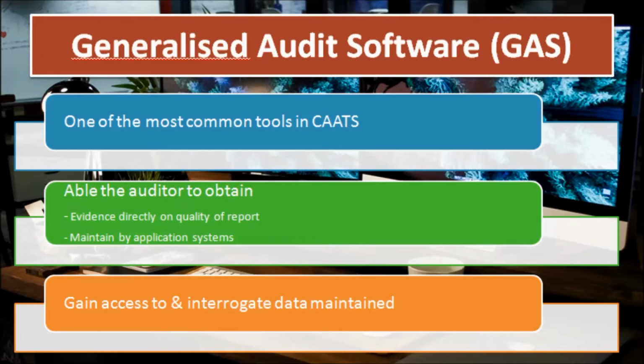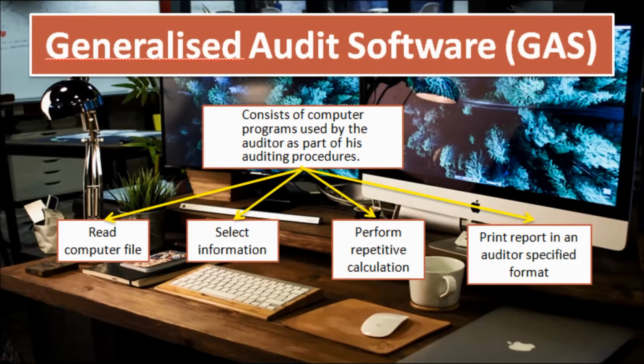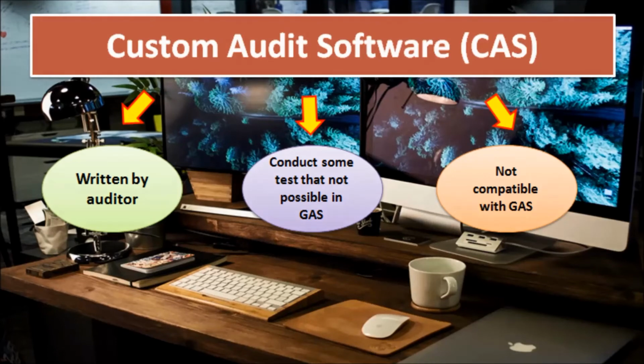It is a software package that provides means to gain access to and interrogate data maintained on computer storage media. Generalized audit software consists of a series of computer programs that can read computer files, select desired information, perform repetitive calculations, and print reports in an order-specified format. The second one is custom audit software. Custom audit software is generally written by the auditor for specific audit tasks. It is necessary when the entity's computer system is not compatible with the auditor's GAS or when the auditor wants to conduct some testing that may not be possible with the GAS.